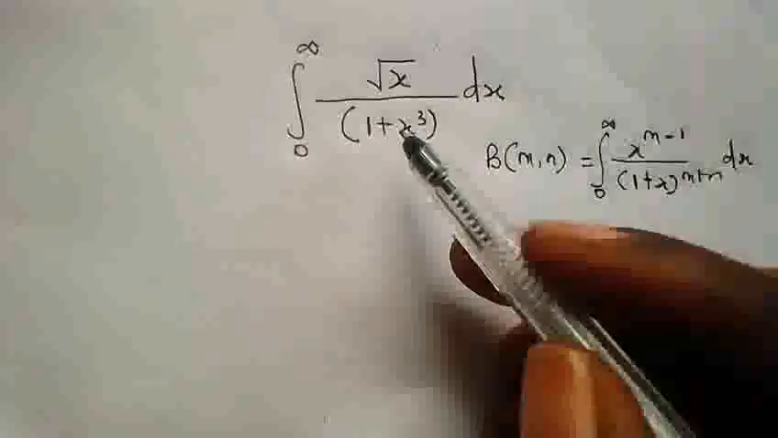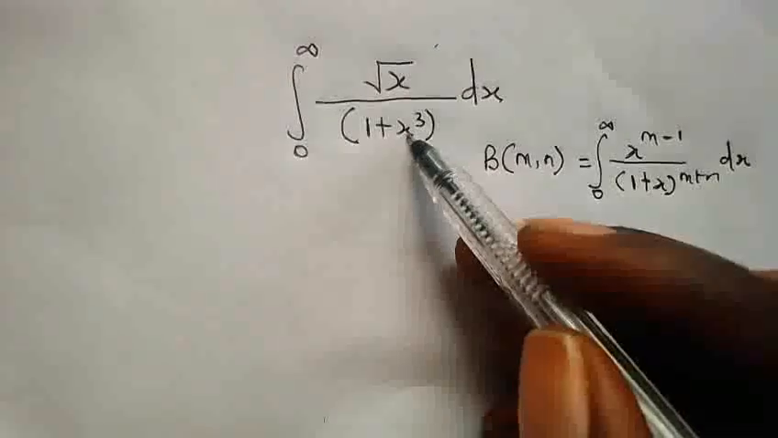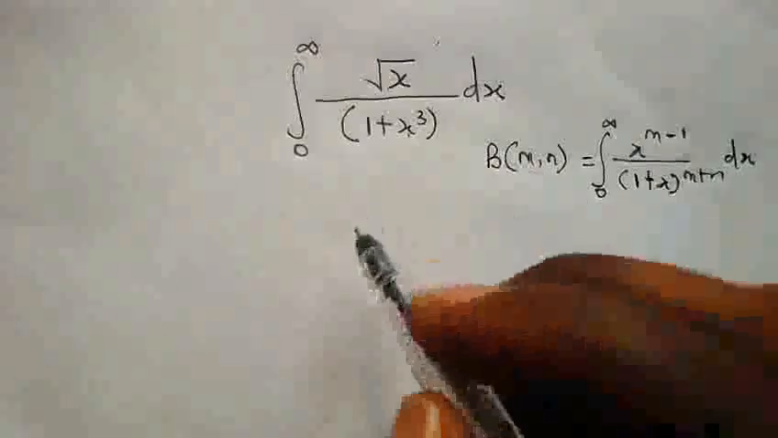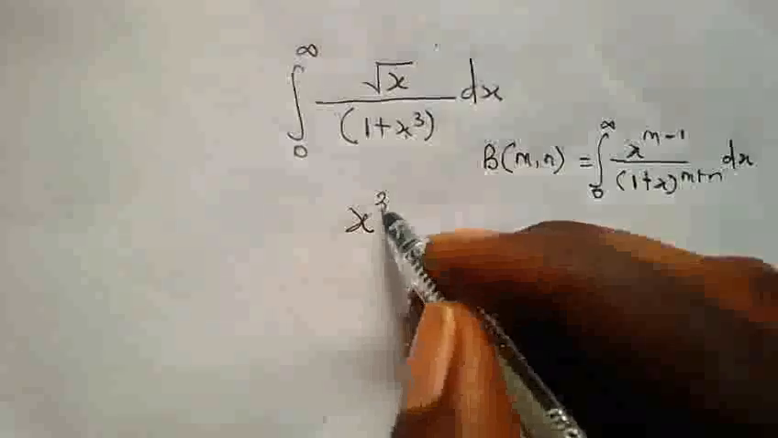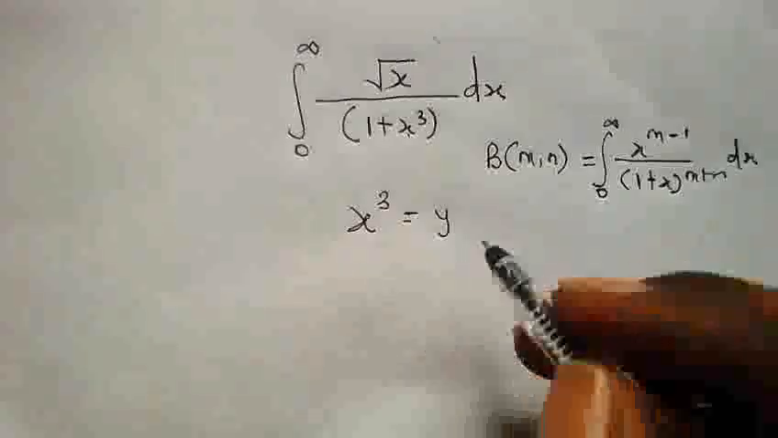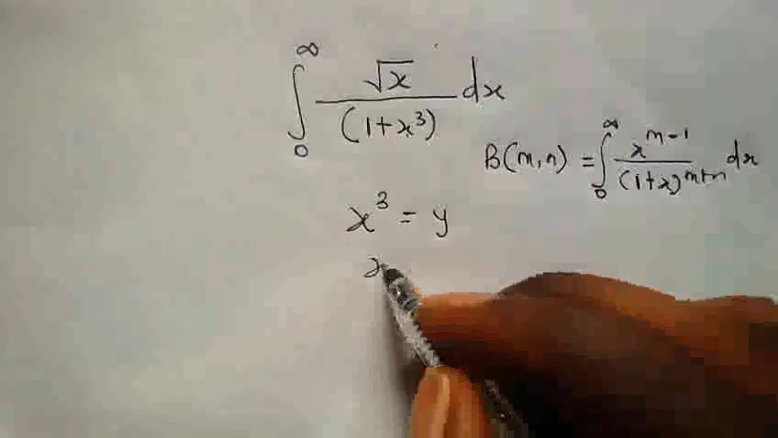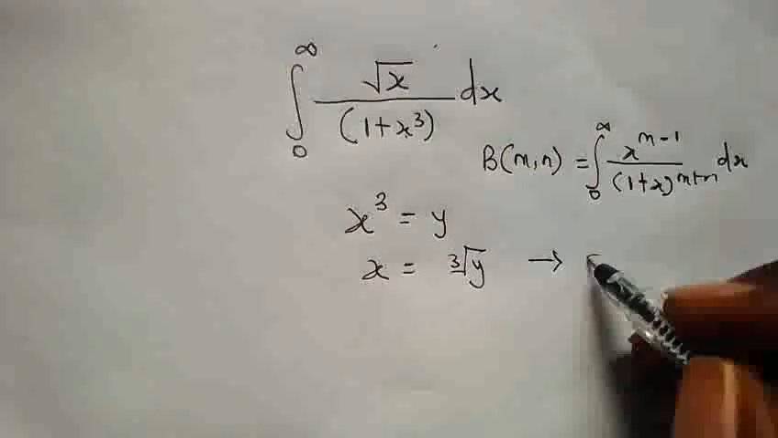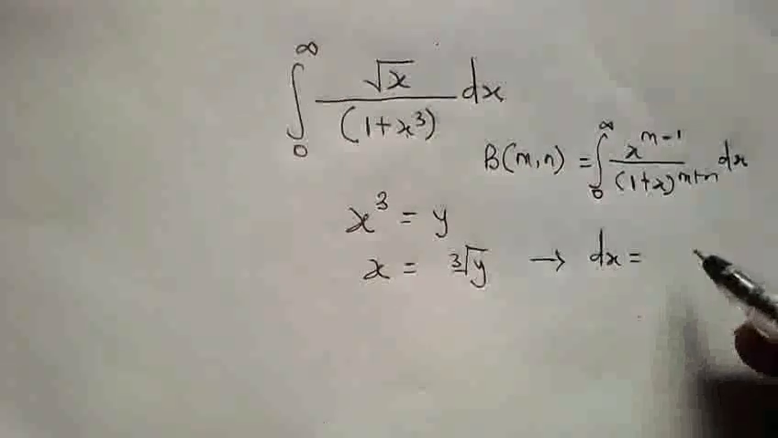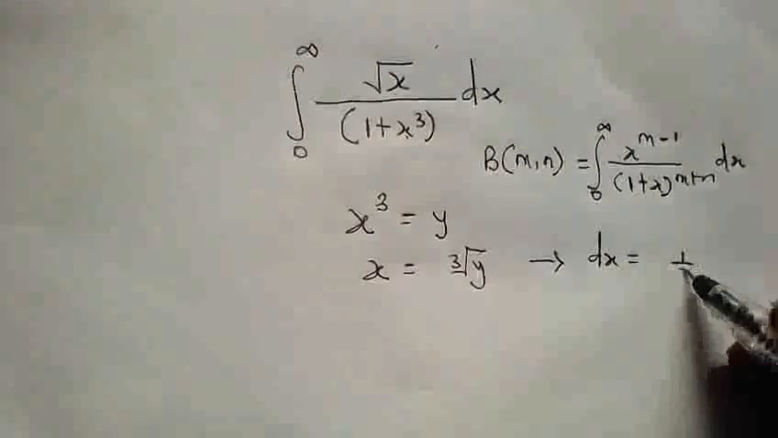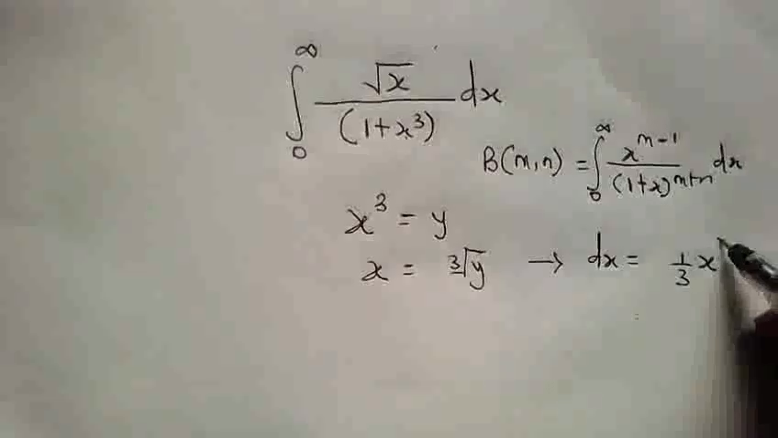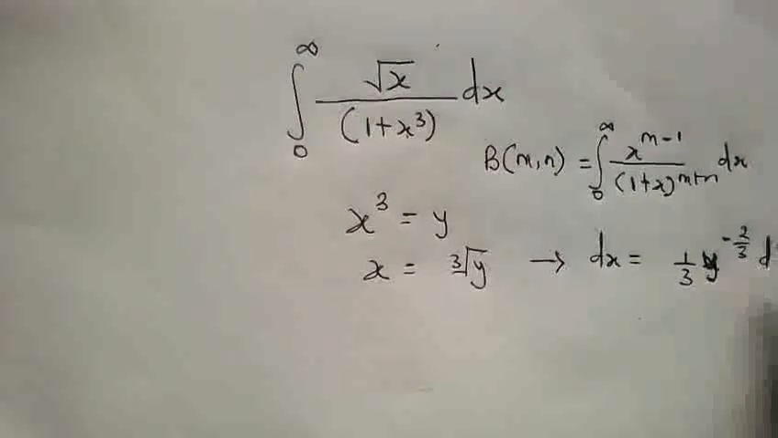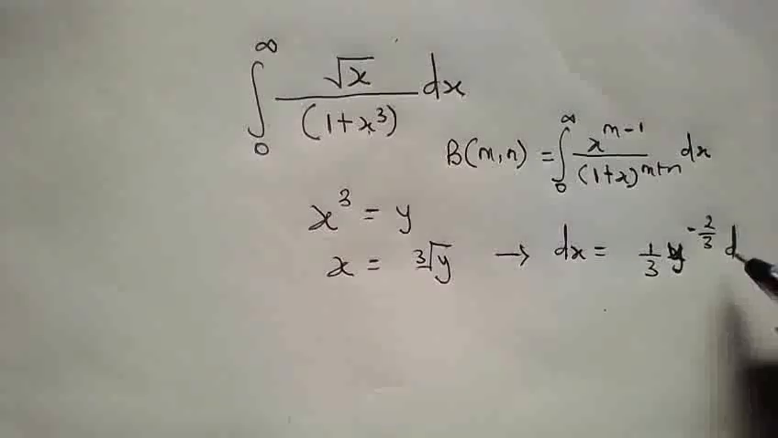So the first substitution here is to let x cubed be equal to another, different variable. So I will say let x raised to power 3 equal y. Taking the cube root of both sides, x is equal to the cube root of y. Differentiating both sides, we get dx is equal to 1 over 3 times y raised to a negative 2 third dy.